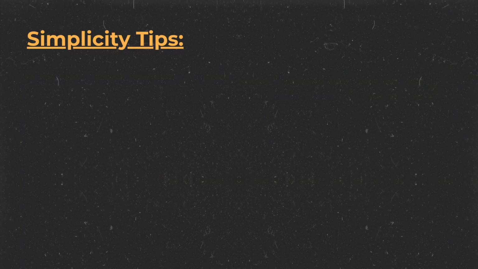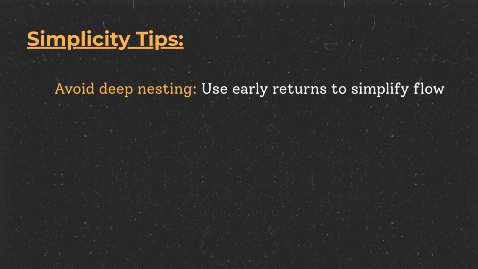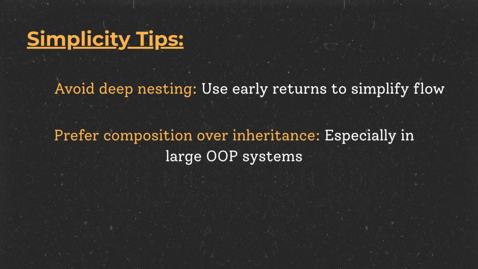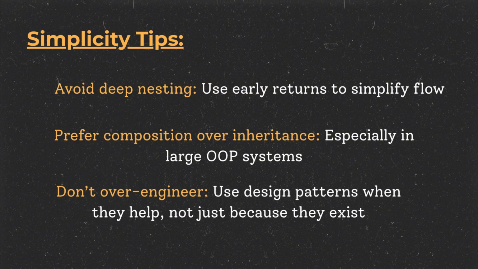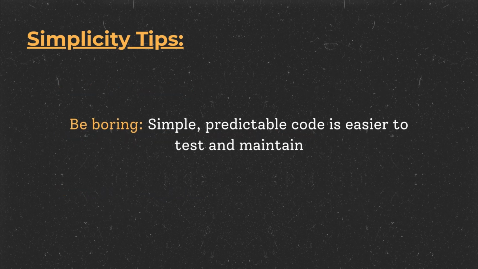Instead, focus on simplicity. Avoid deep nesting. Use early returns to simplify flow. Prefer composition over inheritance, especially in large OOP systems. Don't over-engineer. Use design patterns when they help, not just because they exist. Be boring. Simple, predictable code is easier to test and maintain.